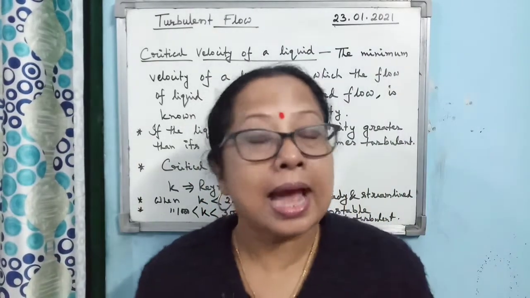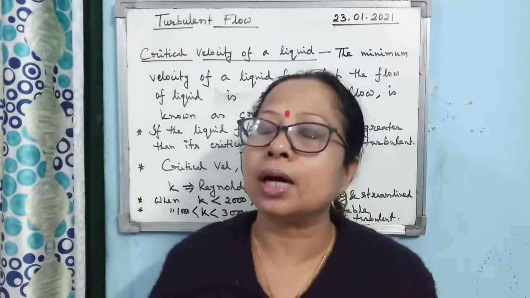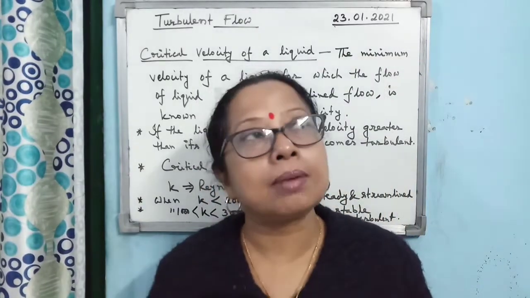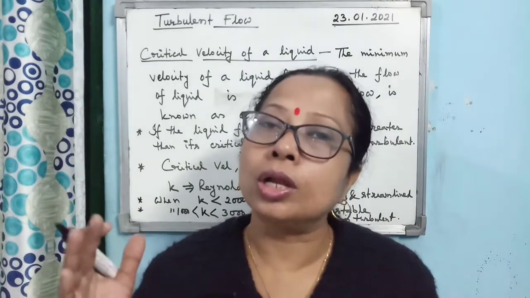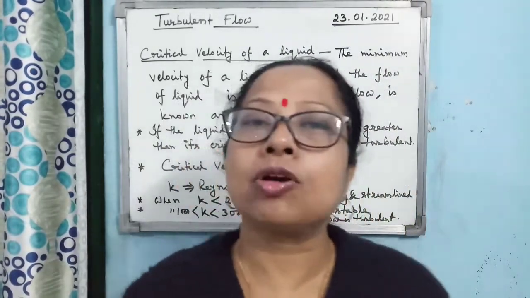Is that clear? And it happens when the Reynolds number is greater than 1000 but less than 3000, and when the value of the Reynolds number is greater than 3000, then the flow will always be turbulent. Alright. So these are the important concepts.